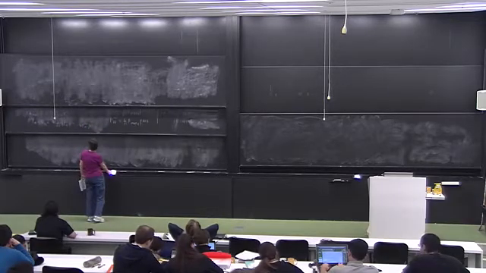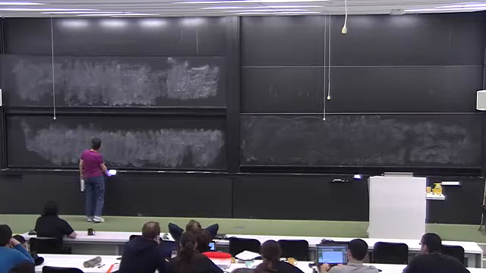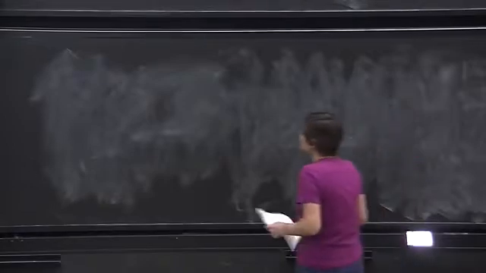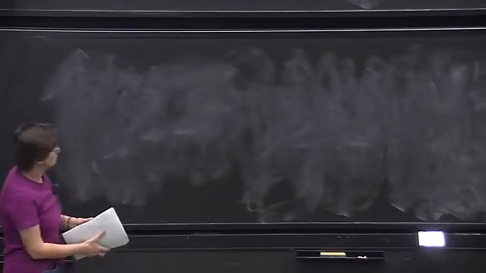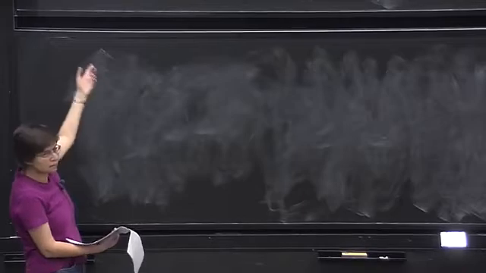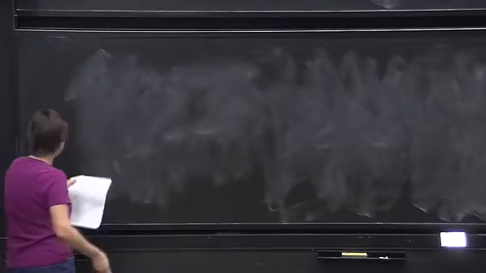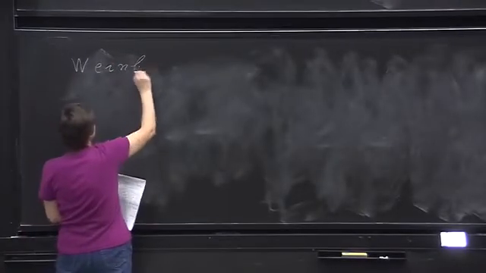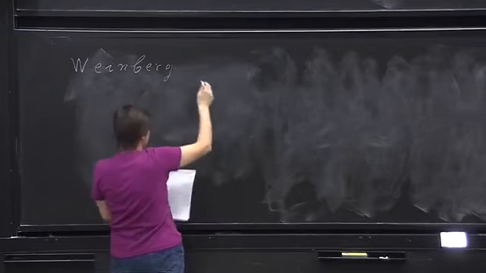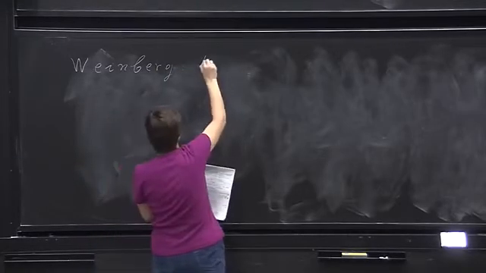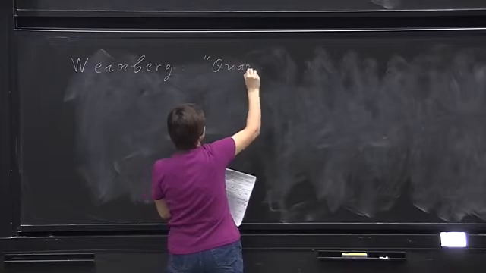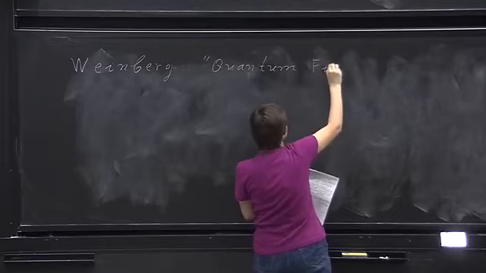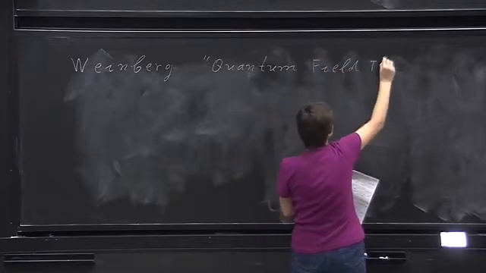It's even a textbook, so it should be written well. So if you want to learn more about how to build the representations in 11 dimensions and how to see that this is a super multiplet, you can look in the book by Weinberg. This is Quantum Theory of Fields, I believe. Yeah, quantum field theory. And this is volume 3.